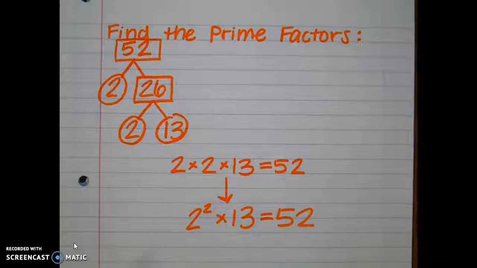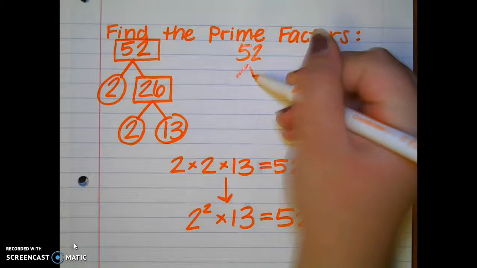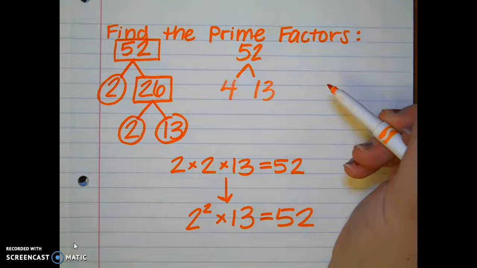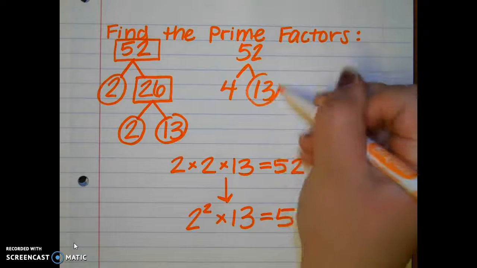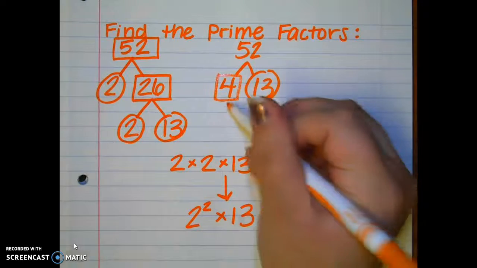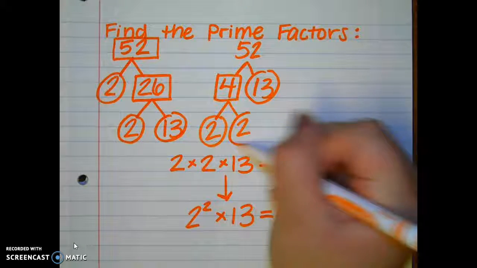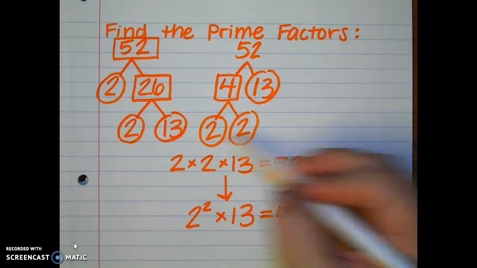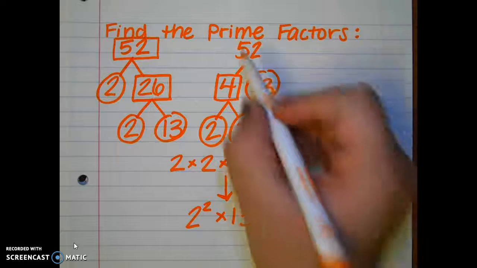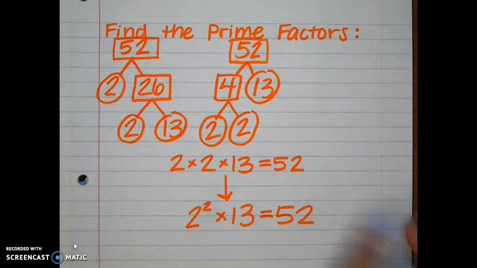And there are multiple ways that y'all can do this. You didn't have to start out with 2 and 26. You could have done 4 times 13. We know 13 is prime, but 4 is composite. So we break down the 4. 2 times 2 gives us 4. And then we have the same thing, 2 times 2 times 13. So it doesn't matter which way you start out. As long as you get the same answer, then you're good to go.